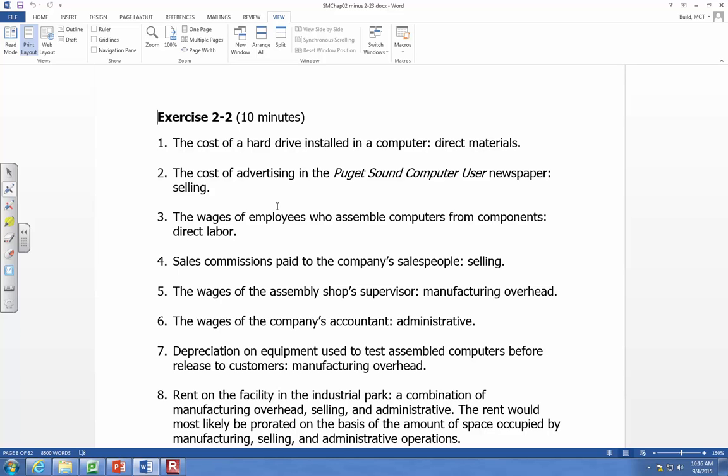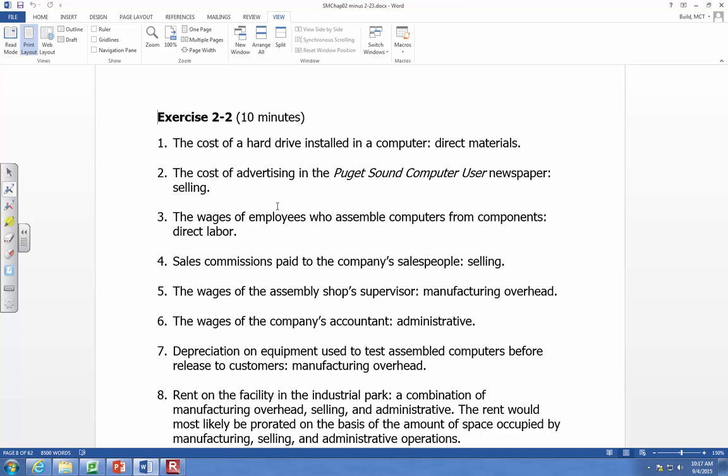P&L, the selling cost. Okay, Melanie, next one. Wages of the assembly shop's supervisor. So I'm in the factory, but am I directly working on converting the product? No, so what am I? That's totally overhead. It's a cost that you have to incur to manufacture, but it's not direct labor or direct materials. It's, in fact, indirect labor. And indirect labor is an example of what? Overhead. Very good. Okay.